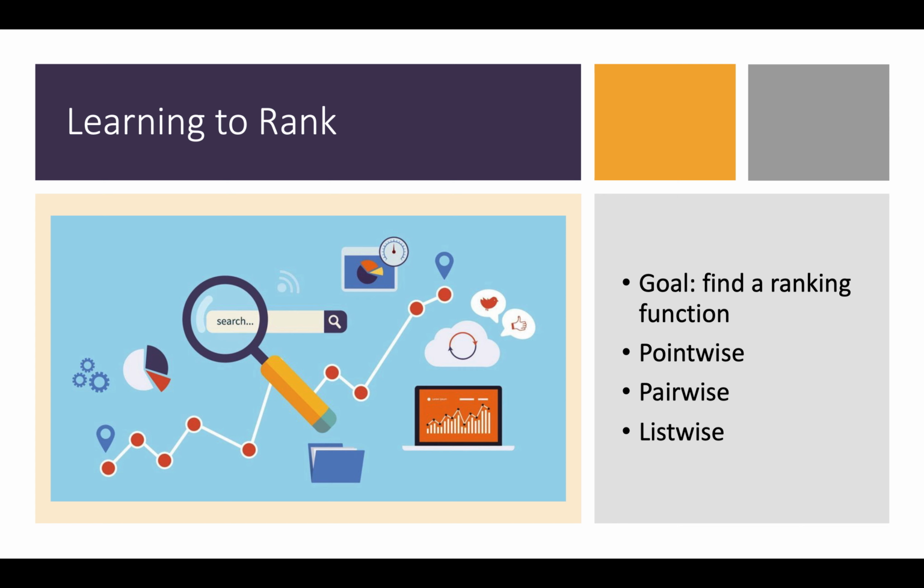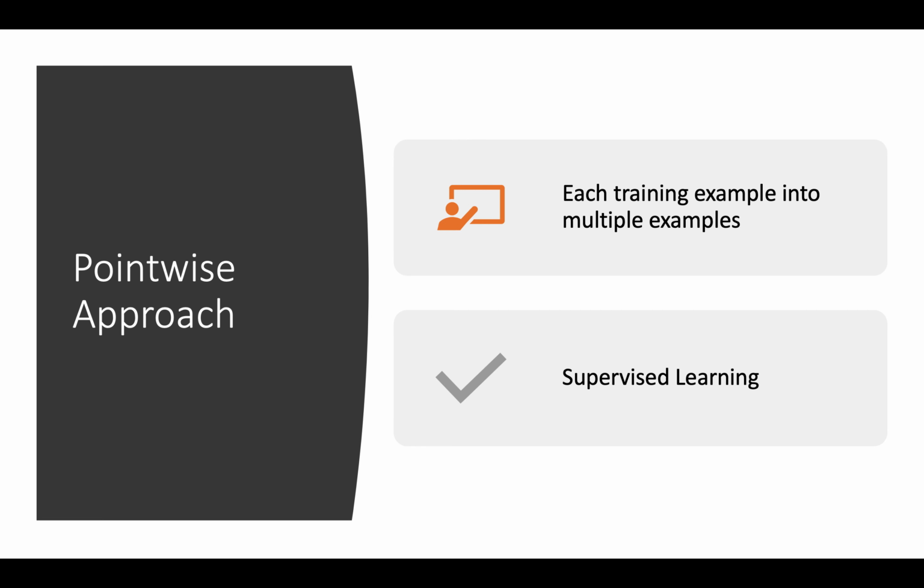The whole idea here is to find a function that tells us how to rank certain documents. There are three approaches to solve the problem: pointwise approach, pairwise approach, and listwise approach. In the pointwise approach, what happens is that this approach transforms each training example into multiple examples, one example per document. Then the learning problem becomes a standard supervised learning, either regression or logistic regression.